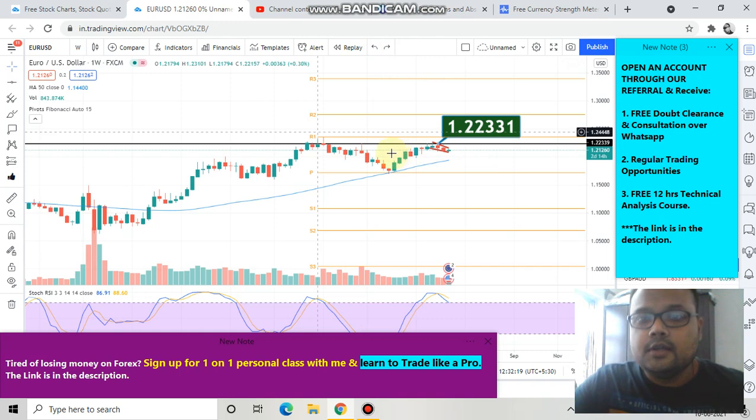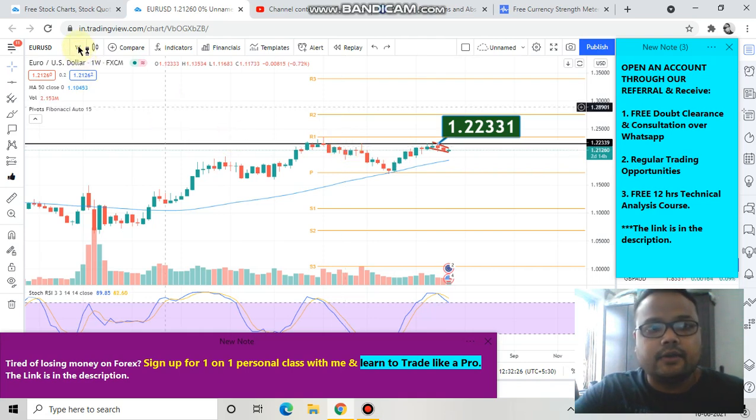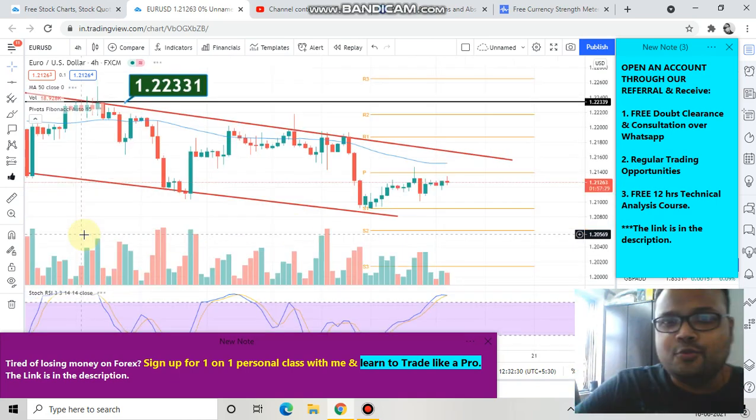Okay, so this black line is also very important for us, because this is the level market has been trying to cross for the past 4 weeks. Okay, now let's switch to the 4 hours time frame and see what the strategy should be then.